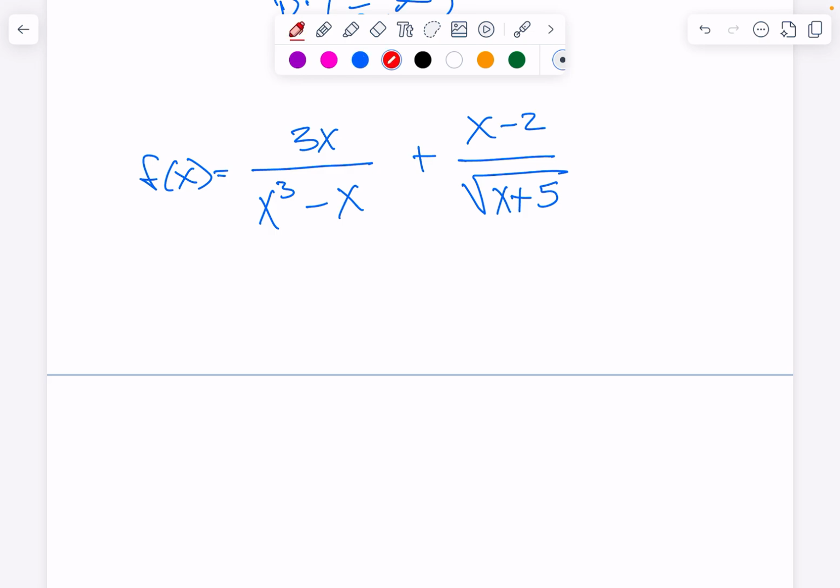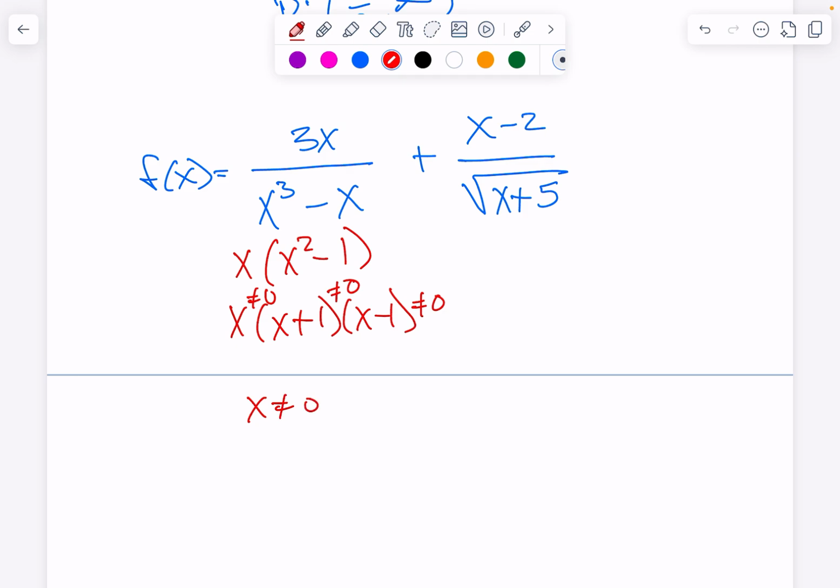But this one on the left, the denominator on the left, I'm going to GCF. It'll be x squared minus 1. And that'll factor more to be x plus 1, x minus 1. And all of these cannot be 0. So x cannot equal 0. X cannot equal 1. We can just do this all in one. Negative 1 or 1. And then over here on the right, x has to be greater than or equal to negative 5.